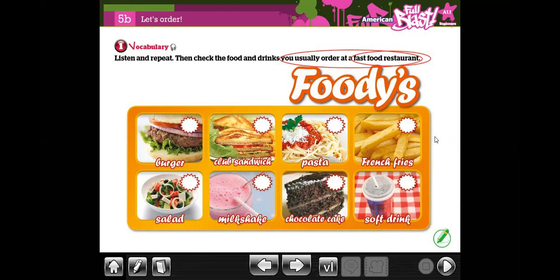Soda. Okay, now, for example, when you go to Norky's, for example. Chicken. What else? French fries. French fries, right? When you go to, okay, come on, Kentucky. French fries, soft drink, chicken, salad. Very good. Remember, burger, club sandwich, pasta, French fries, salad, milkshake, chocolate cake, and soft drink. Remember the pronunciation, okay? Because you're going to listen here.